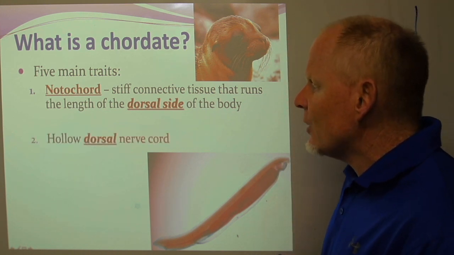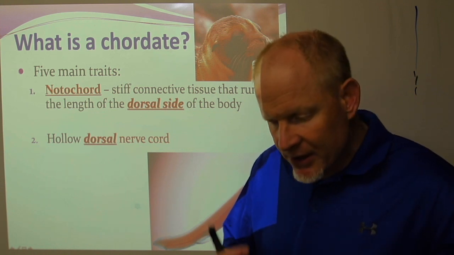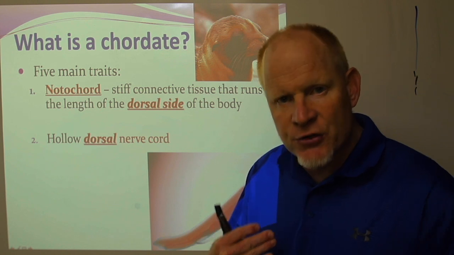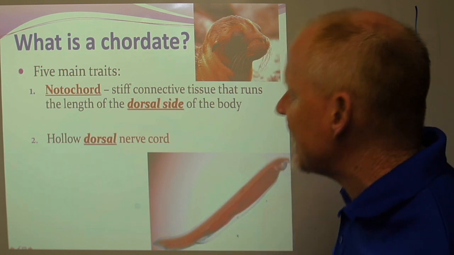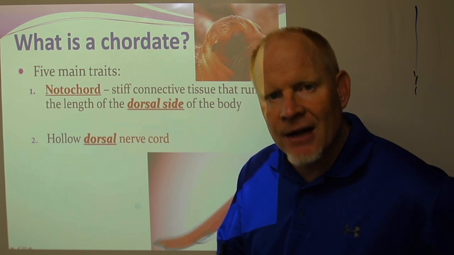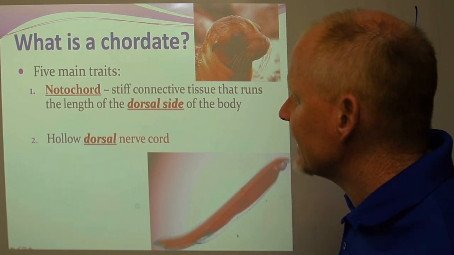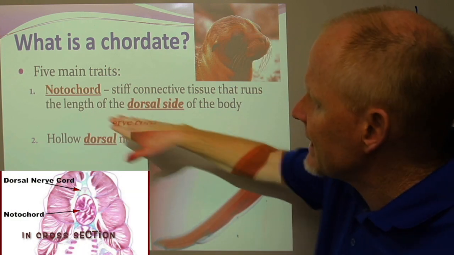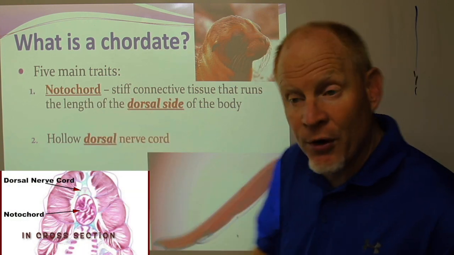Chordates also have a hollow dorsal nerve cord. As Dr. Milne told you, the invertebrates typically have a nerve cord that's ventrally located, and that nerve cord is typically solid. In all chordates, they have at least part of or an entire nerve cord that is hollow and dorsal, or on the back. It's located right on top of the notochord or within the vertebrae.